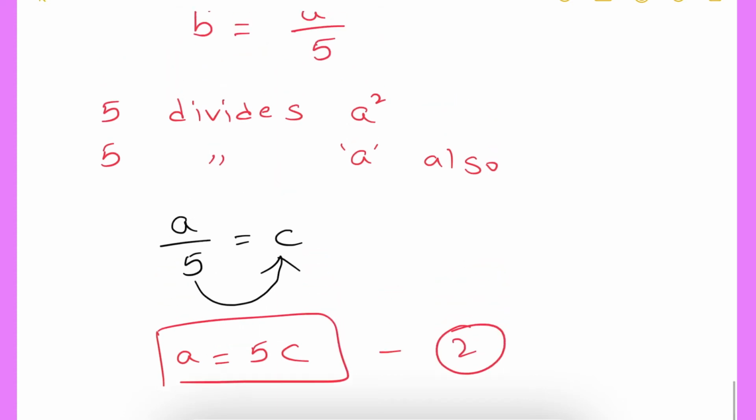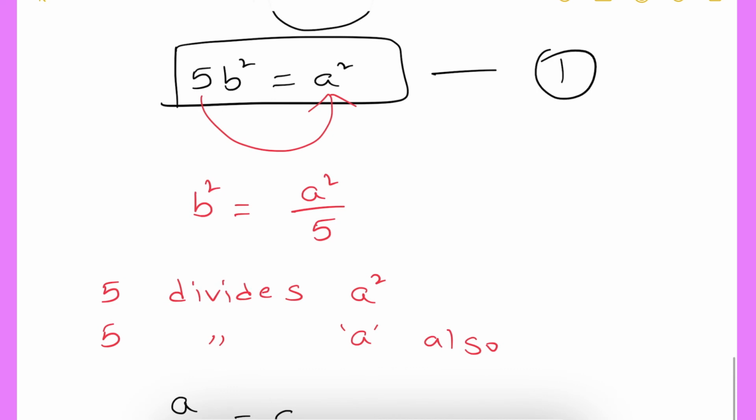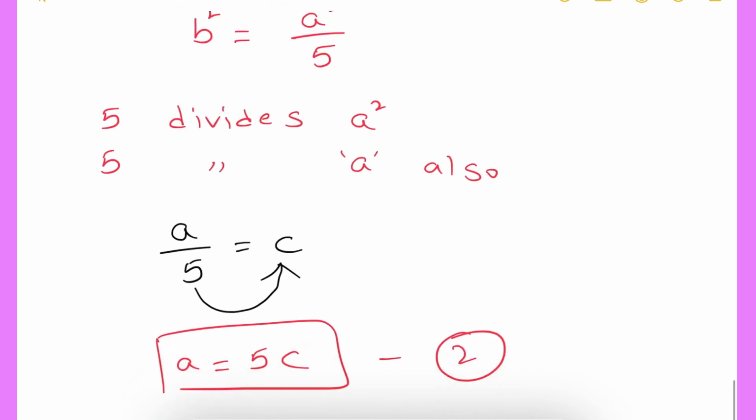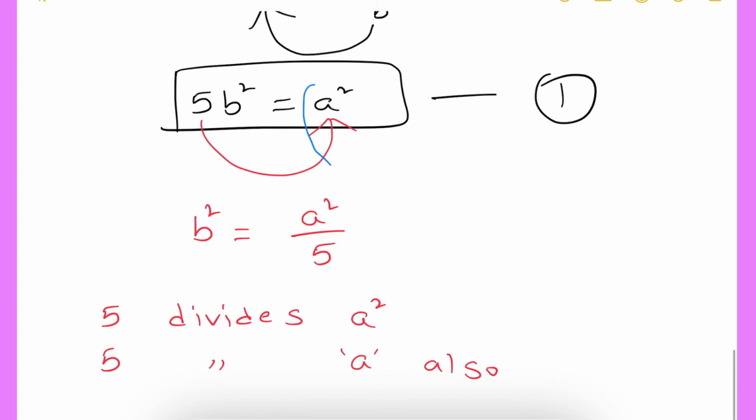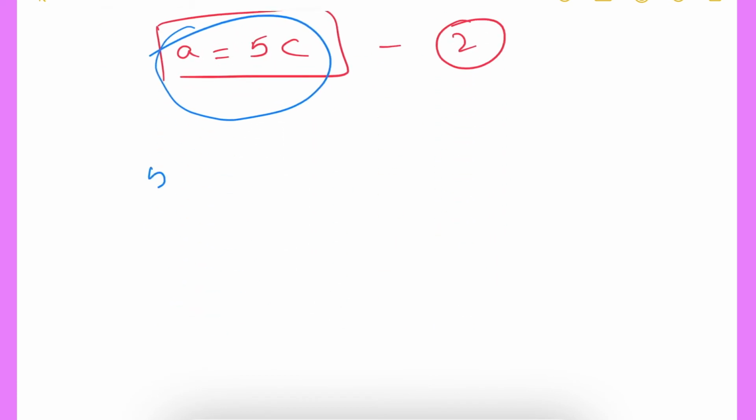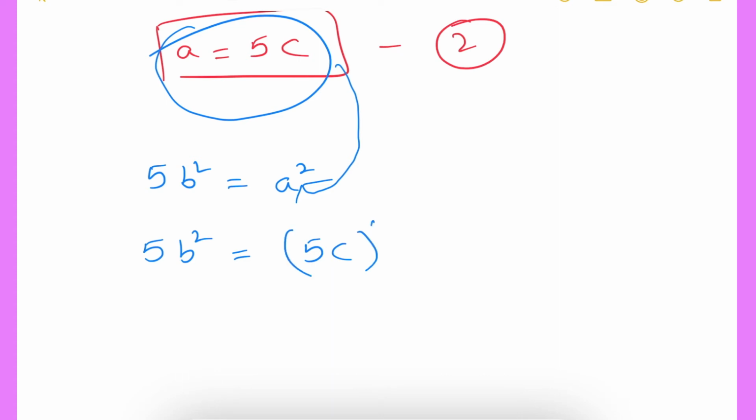Now observe equation 1 and equation 2 clearly. Here in equation 1 we have 5b square equals a square, and in equation 2 we have a equals 5c. So this a value we need to substitute here. In the place of a we need to substitute the second equation. So 5b square equals a square. This is the first equation. Now this second equation we need to substitute in the place of a. So let us do it. 5b square as it is equals a, which is nothing but 5c from the second equation, whole square as it is.